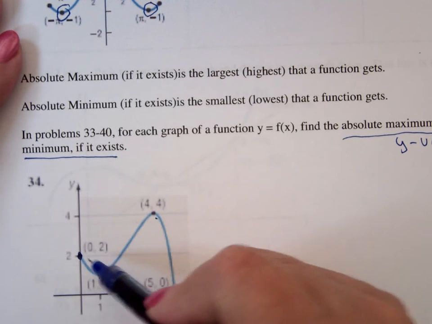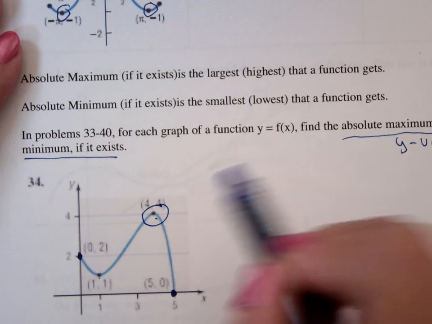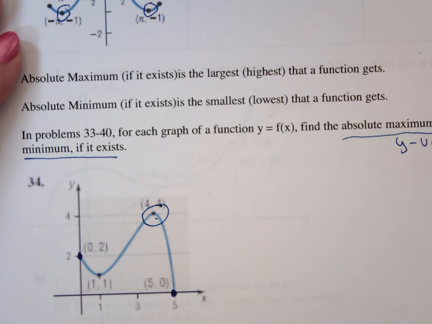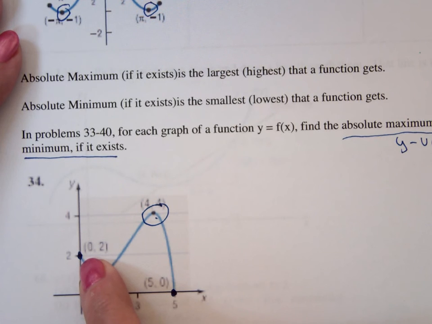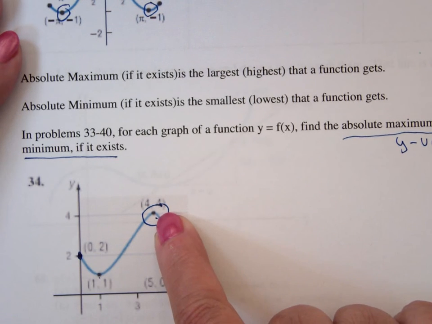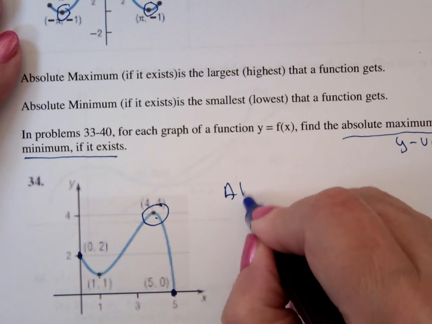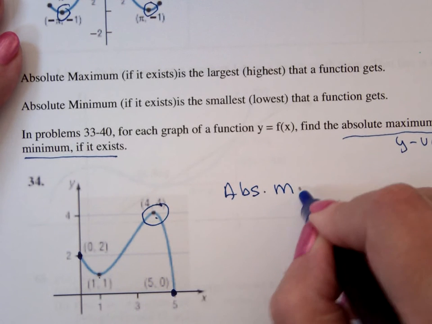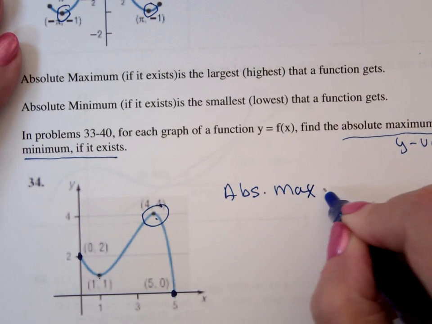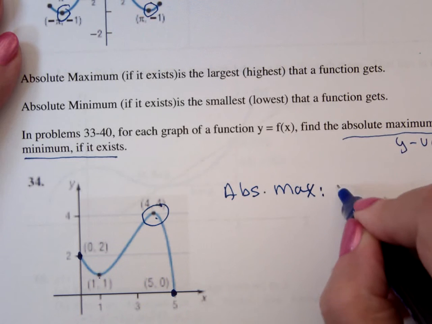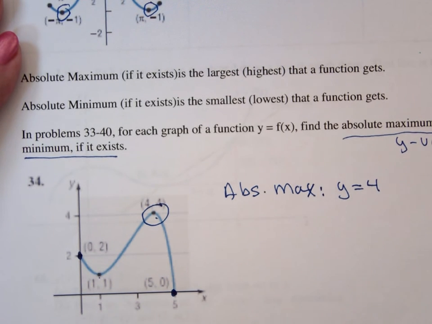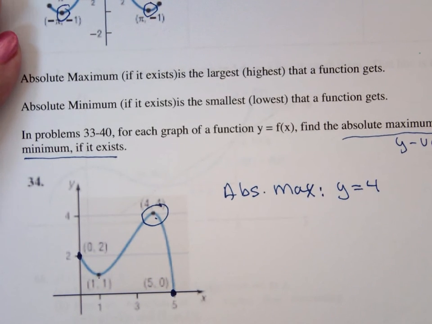And if I look at it, here's the big. Is there anybody bigger? No. This endpoint is below this hump. So the absolute max is going to be, I'm going to go ahead and just put in y equal 4, because you've got an x equal 4 there too.